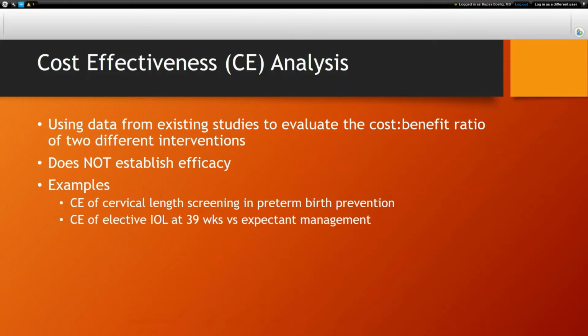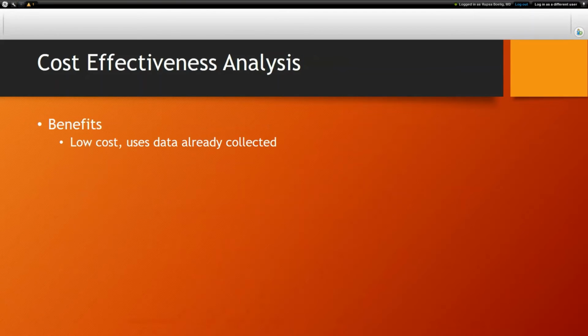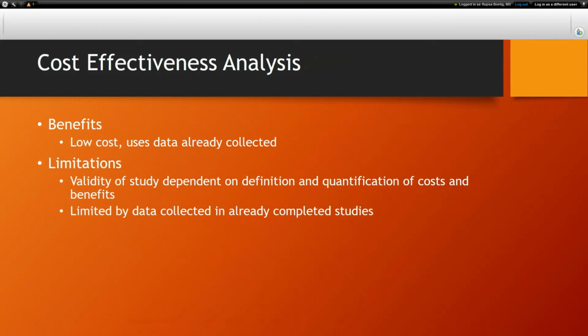These are often secondary analyses on randomized trials or on meta-analysis data. It's low cost because you have data already collected. Again, just like with a meta-analysis, garbage in is garbage out. And so for a cost-effectiveness analysis, you need to know the rate of your outcomes with or without the intervention that you're studying. And you need to know the costs associated with that outcome or cost savings associated with not having that outcome.